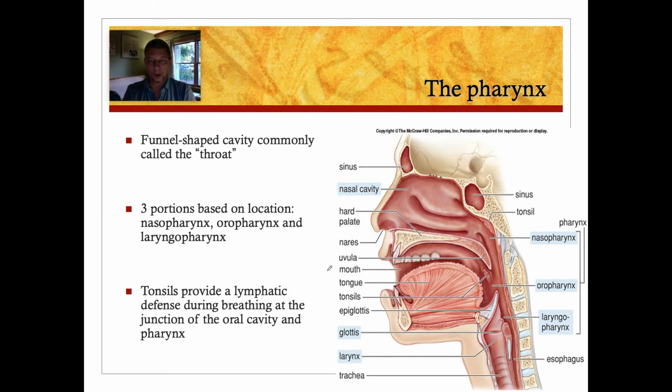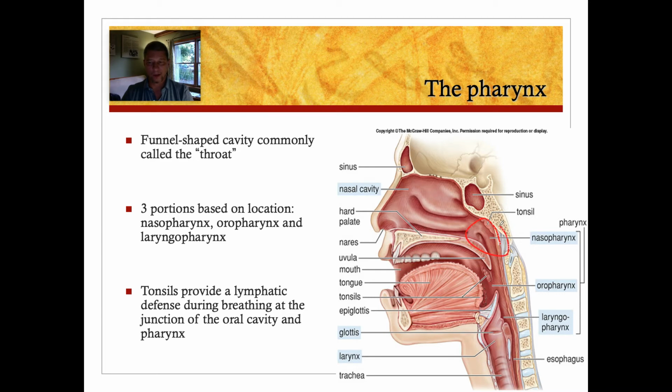Now, the pharynx, and we already said that there are three different portions of it, is essentially a cavity at the back of the head and down through the neck that is commonly called the throat. There are three portions of it based on location. The portion behind the nose is called the nasopharynx. The portion behind the mouth is called the oropharynx, for oral. And the portion behind the voice box, or the larynx, is called the laryngopharynx. And you can see them outlined over here on the right hand side.